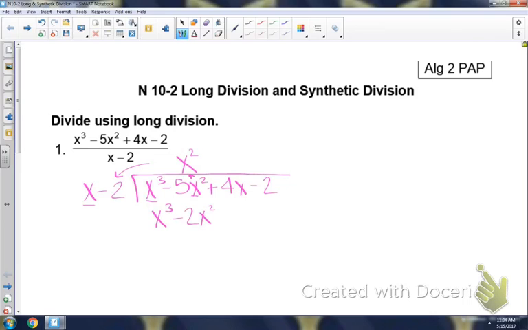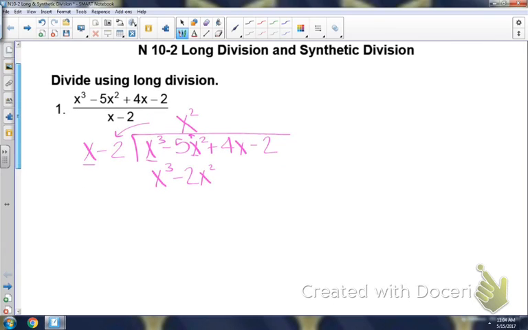Okay, so on long division, whenever you find that answer, even if you're just dealing with numbers, you subtract these two from the two at the top. So I'm going to change that to minus, change that to plus, because we're subtracting a negative there. So then you'll combine them. X cubed minus x cubed is 0. Negative 5x squared plus 2x squared is a negative 3x squared. Once you get what's left, then you'll bring down the next term.